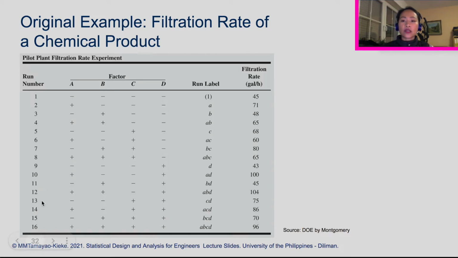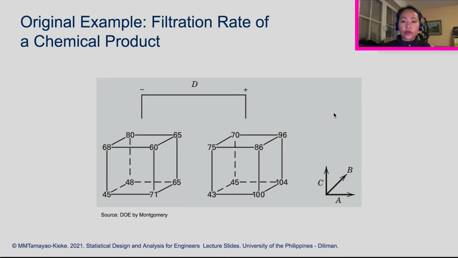So now these are the combinations, these are the factors, and these are the observations. So we only have one replicate. And this is a geometric representation of the observations.